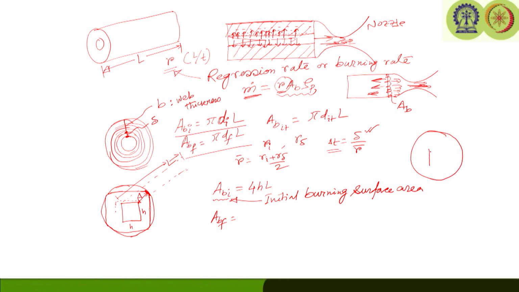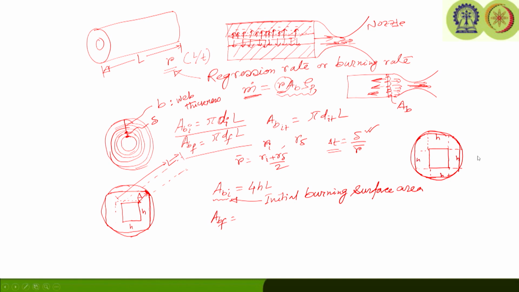If we draw it properly, the initial burning surface was like this. So, the square will remain square till the end, but as you said, the corners will become rounded. So, it will be like this. Something like this. So, this will still have H here. So, this is H, this is H, this is H.